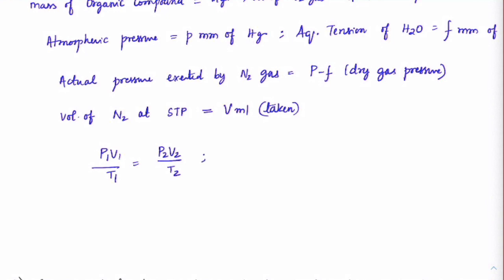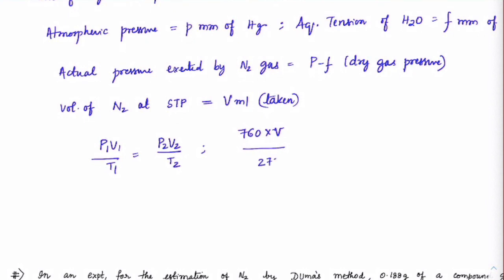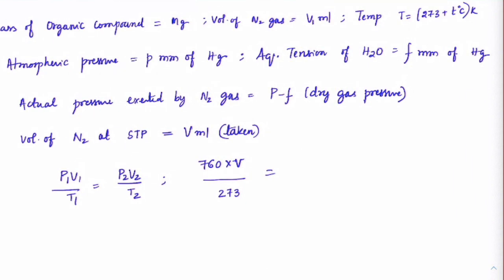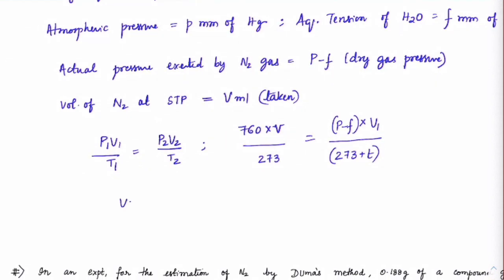So volume at STP will have 760 mm of Hg, and V, if at all I take it as a volume, by temperature is 0 degree centigrade, so 273 kelvins. That must be equal to pressure, which is P minus F, multiplied by V1, which is the volume of N2 collected, divided by 273 plus T, which is in degree centigrade. So from here we will calculate the volume.